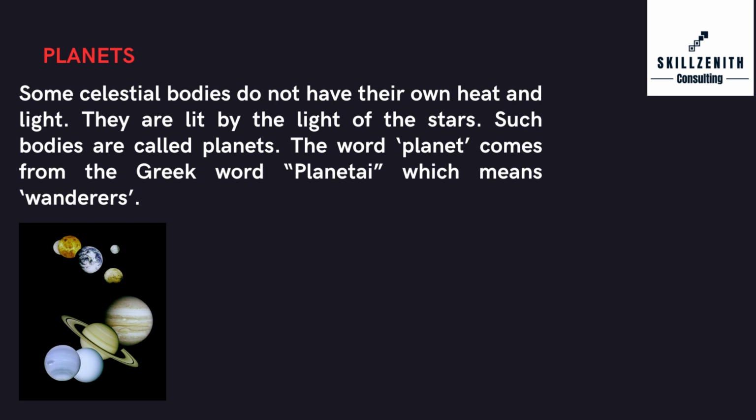So now let's see what planets are. Some celestial bodies do not have their own heat and light. They are lit by the light of the stars. Such bodies are called planets. So these are also celestial bodies, but unlike stars, they do not have their own heat and light. They take the light of the other stars and they brighten up. These celestial bodies are called planets. The word planet comes from the Greek word planetai, which means wanderers.